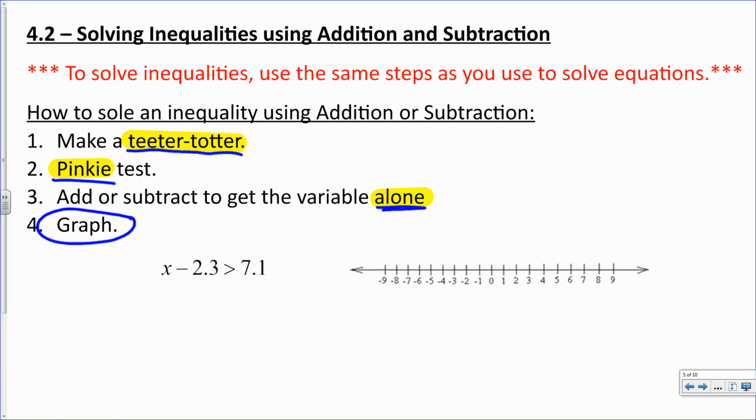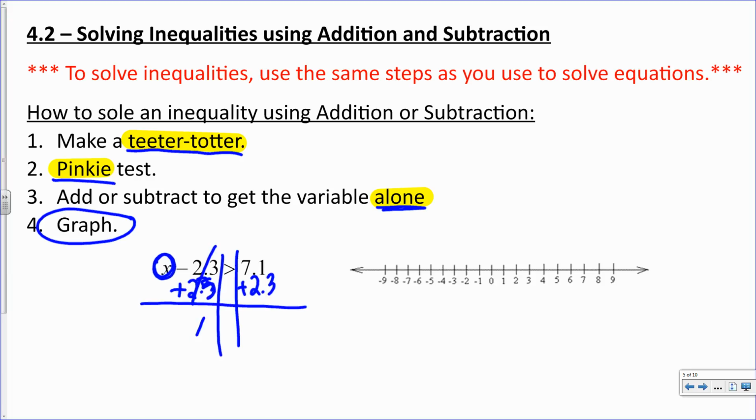So this example is not on your notes, so just watch it with me. First I will do teeter-totter. Pinky test says that I need to get this alone, and it's being subtracted by 2.3, so I will add 2.3, use opposite operations. If you do something on one side, sorry, that should be a 3, you need to do it on the other side.